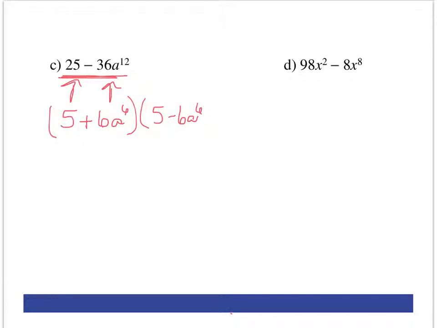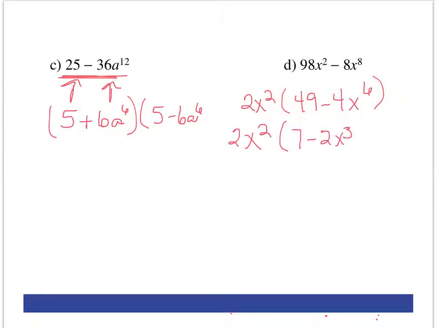Okay, on the next one, do we have a GCF? We do this time. So we have a 2x squared, and we're left with 49 minus 4x to the 6th. Can we factor again? We can. So you get 2x squared times 7 minus 2x to the 3rd times 7 plus 2x to the 3rd. And you are finished.